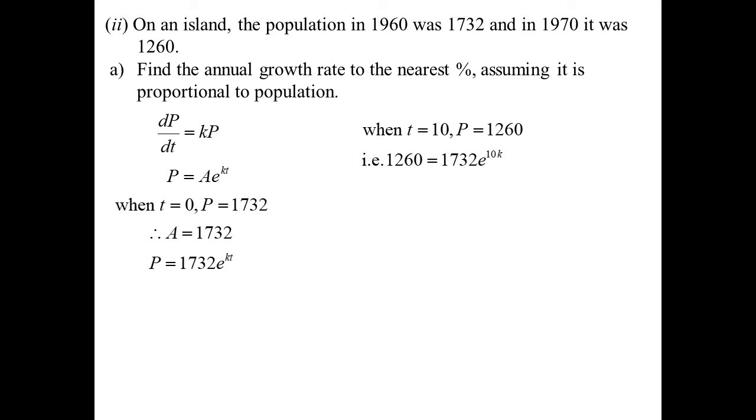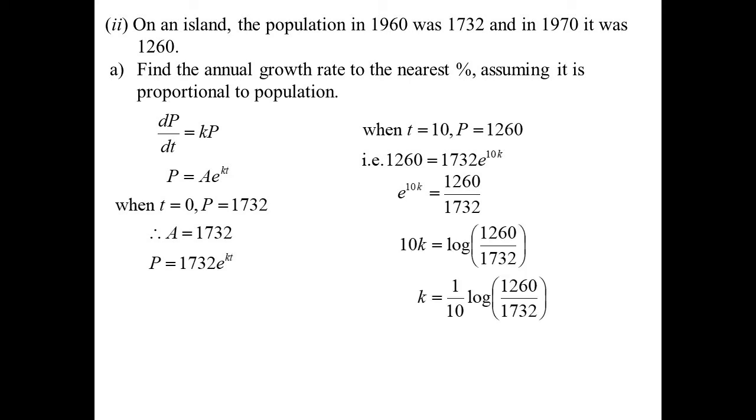We've got an exponential equation to solve. We need to make k the subject. So we'll divide by 1,732, log both sides, and divide by 10. There's an exact value, but they've said to the nearest percentage. So if I calculate that out, that's minus 0.0318, etc. So to the nearest percentage, my growth rate is minus 3%.